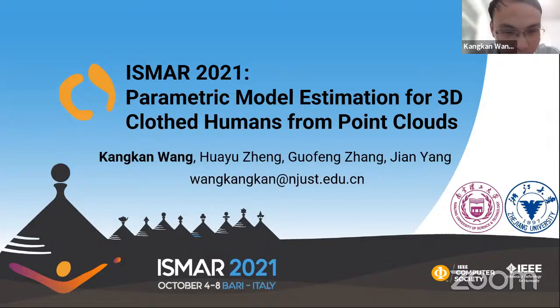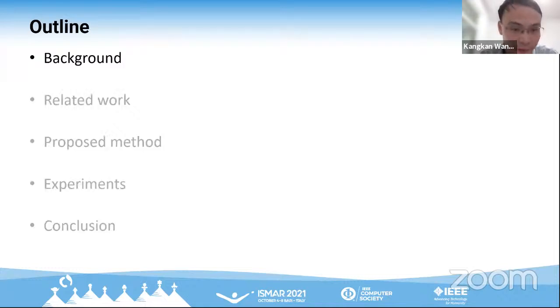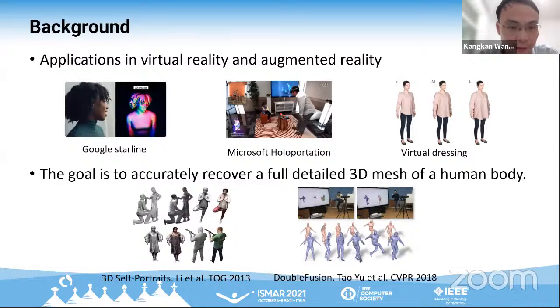Thanks. Hi everyone, my name is Kang Wang. I'm so glad to have the opportunity to give a report in the conference. Our paper title is Parametric Model Estimation for 3D Closed Humans from Point Clouds. I present our paper in 5 aspects. First, let me briefly introduce the background.